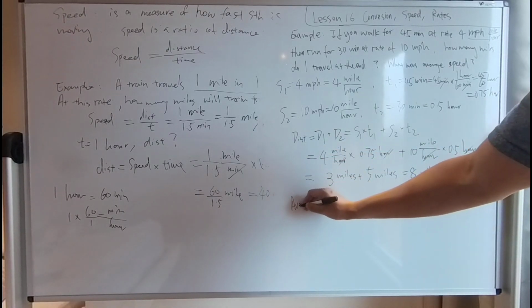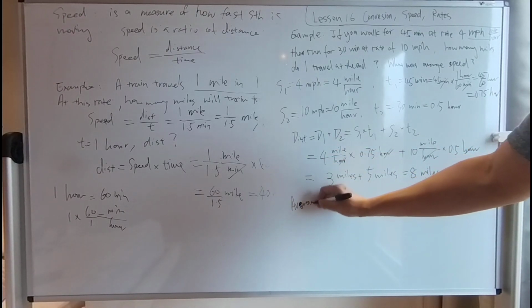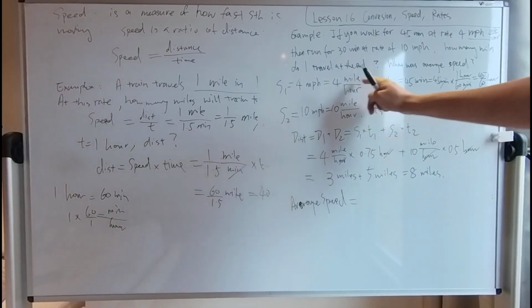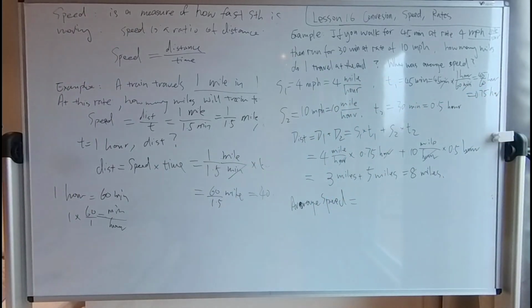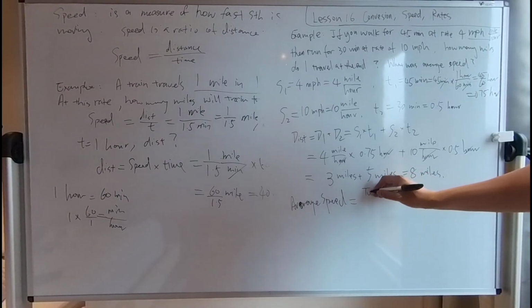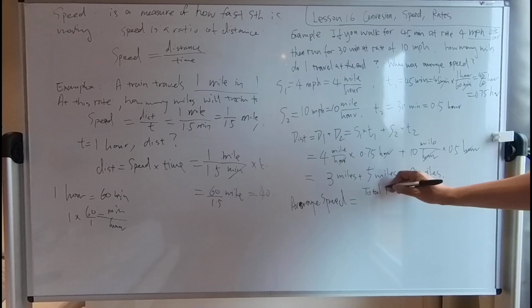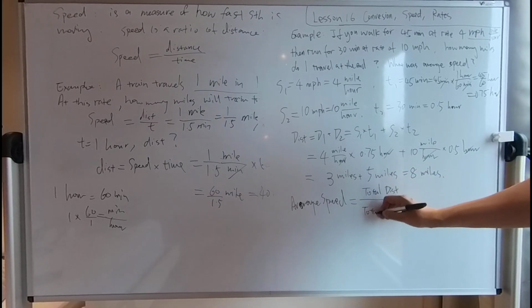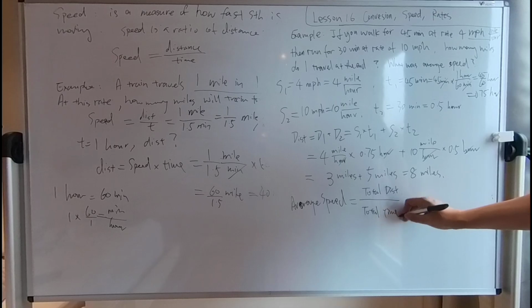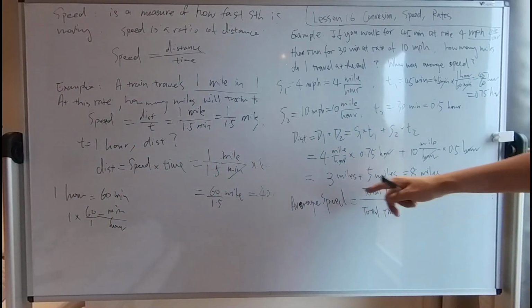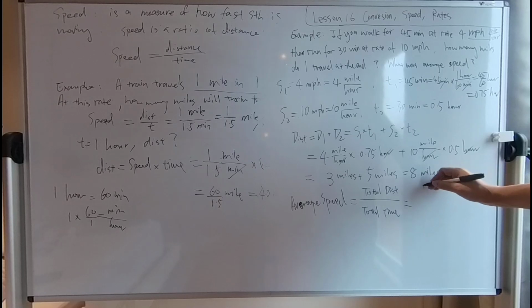So the average speed, because I have 2 different speeds in 2 different time segments, but the average speed is to use your total distance divided by the total time you spent, right? That gives you the average speed. And I just know the total distance from the last question, which is 8 miles.